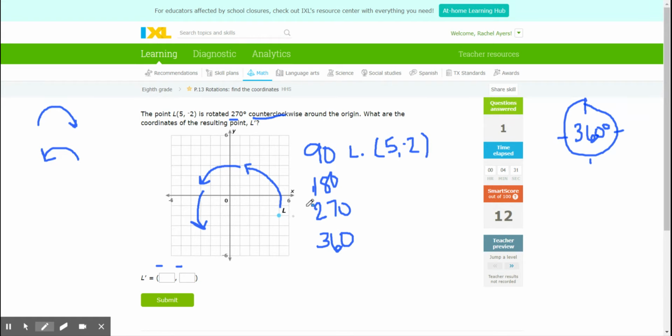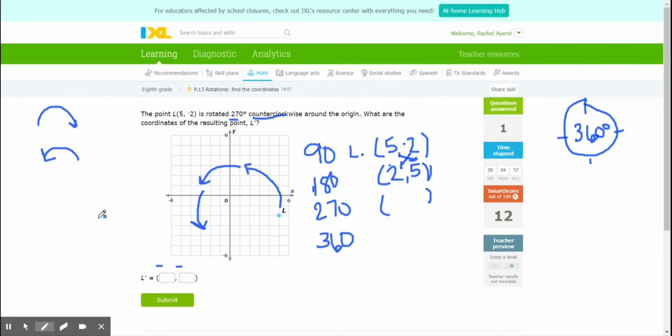And so every time that it switches, the x comes up here to the y, and the y comes down here to the x. So the x coordinate becomes the y coordinate, and the y coordinate becomes the x coordinate. So the 2 comes here to the front, and the 5 goes here to the back. When I'm looking at it at 270 degrees, it flips again.